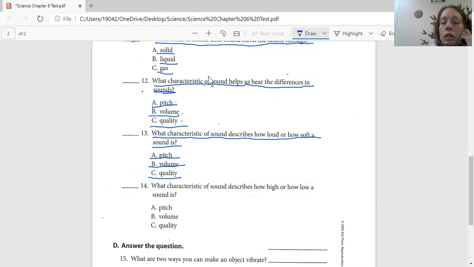My clue words here are loud or soft. Is that called pitch, volume, or quality? If you think loud or soft describes pitch, put an A. If you think it describes volume, put a B. If you think it describes quality, put a C.